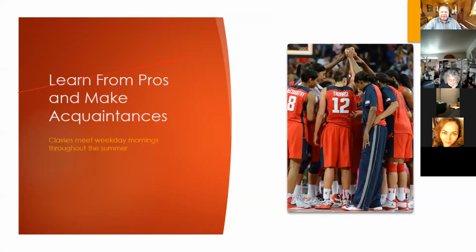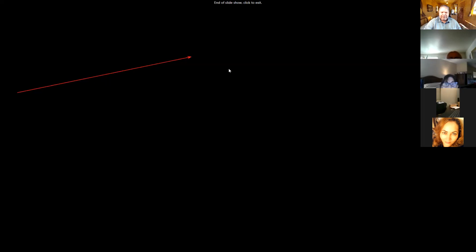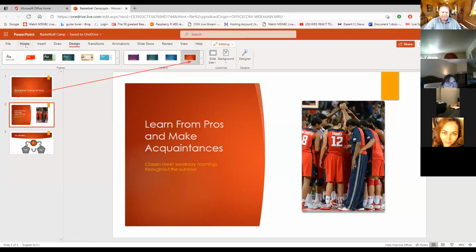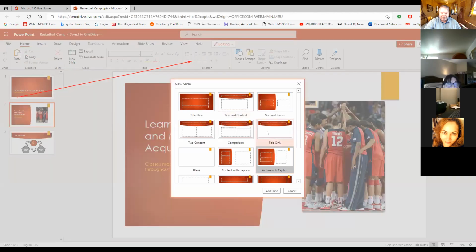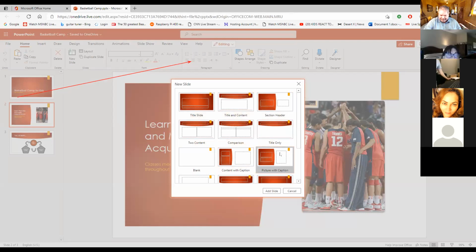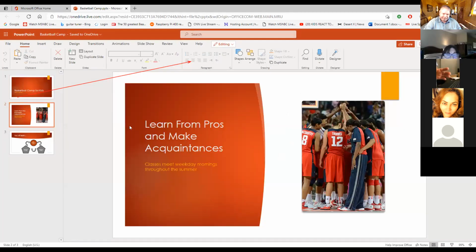Let's play this one here, full screen. And we just find a picture of. Is that section header? I don't remember which one this was. It looked like section header on here. No, let me see. It was picture with caption. Yeah, the top one. Picture with caption, and you just put down that section for the title. This is the title. And then on the bottom, I think it says classes meet weekday mornings throughout the summer.